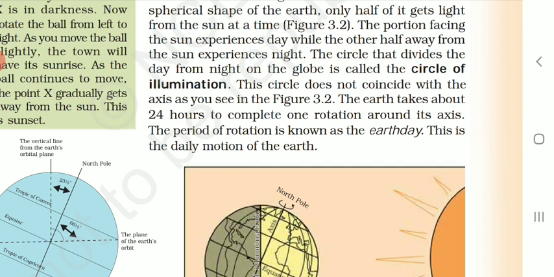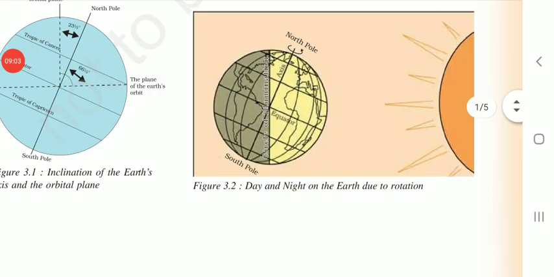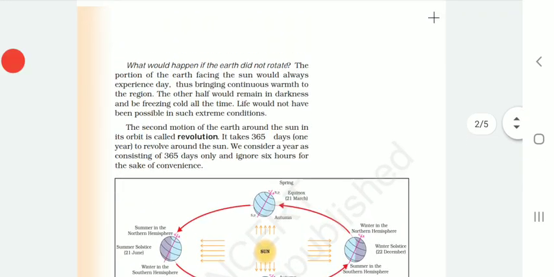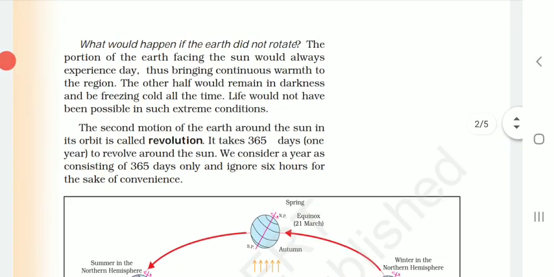The earth takes about 24 hours to complete one rotation around its axis. So one rotation of the earth completes in 24 hours. The period of rotation is known as the earth day. This is the daily motion of the earth. In this way, we have understood these basic things. Now we are going to see the further part.